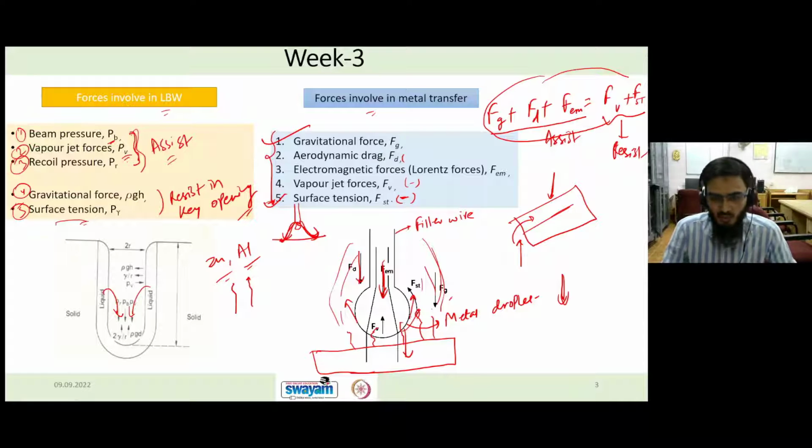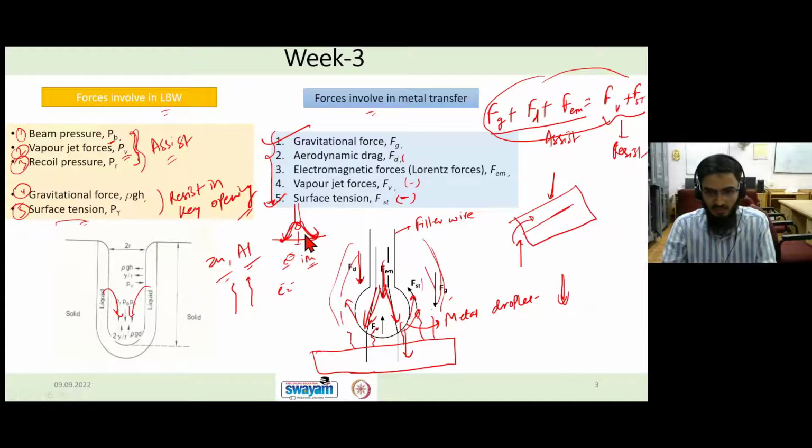Similarly, the electromagnetic force. In that arc column, we have electrons and ions, and their number density will be very, very high. Like charges will be repelling each other, and unlike charges will be attracting each other. So let's say we have like charges accumulated at a certain place, they will try to repel in this fashion, as you can see here. That repulsion will be assisting in detaching the bubble. So this is how these forces are helping or resisting in the droplet detachment. So is it clear?